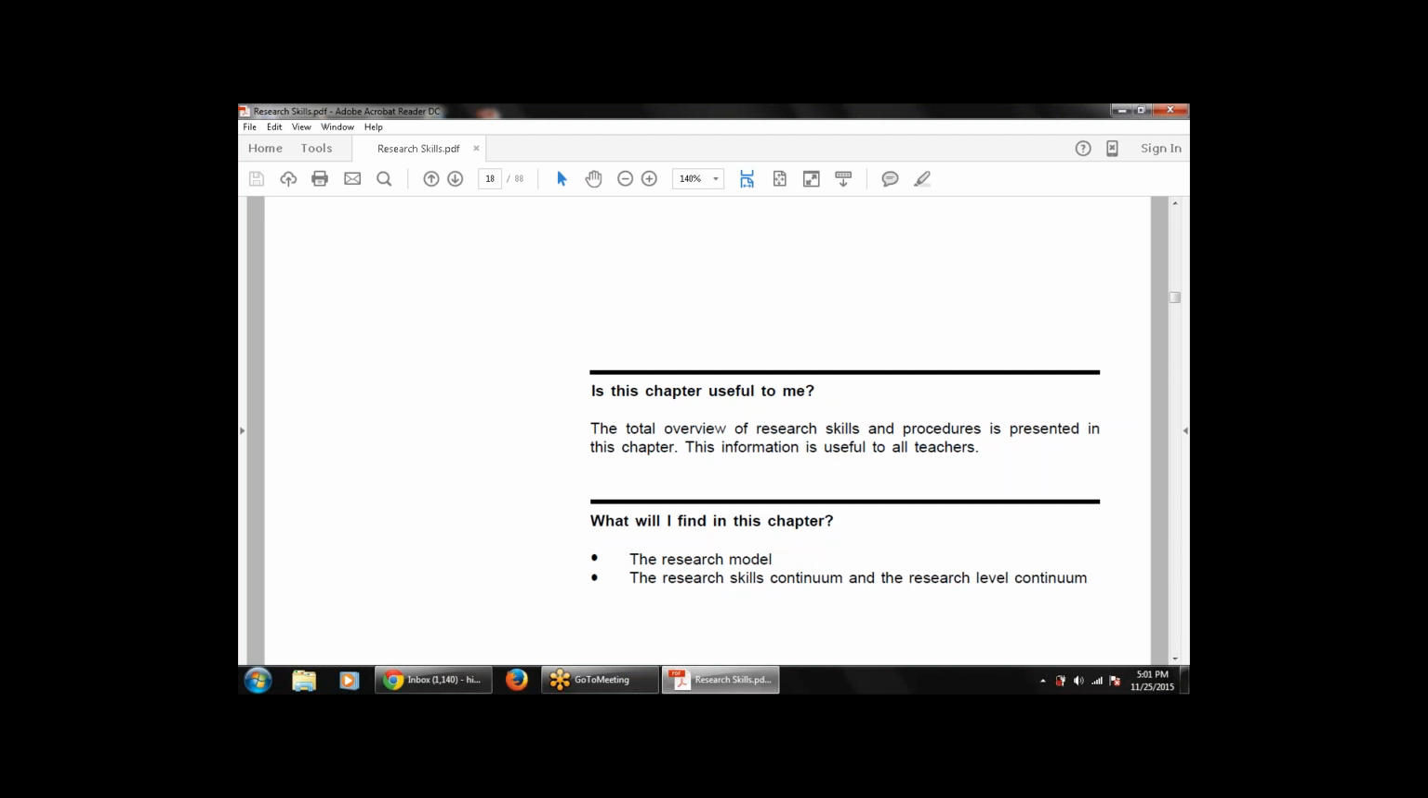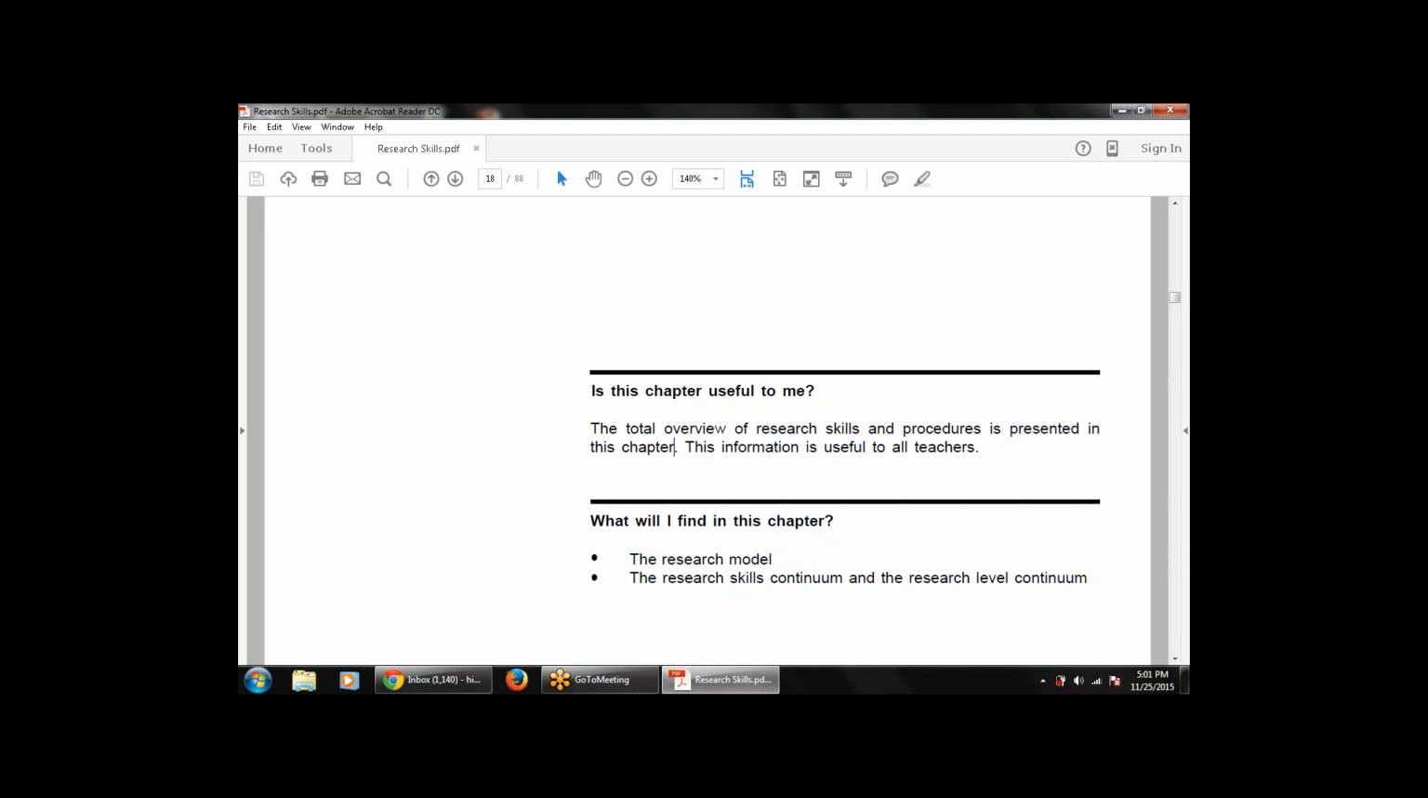Next, what will I find in this chapter? You will find the research model, for example, the development model that we have discussed. That is, how growth will come, how the various research will be generated, and what the various skills for research are. That is the research model. The next is the research skills continuum and the research level continuum.